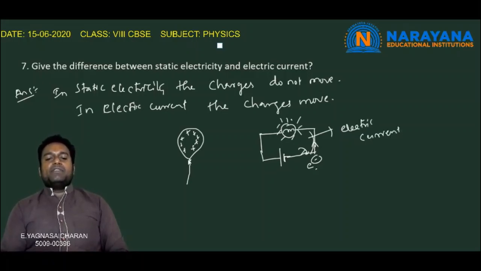And the situation arises when we rub the balloon with the skin, and the complete charge on the balloon is positive, and this whole charge is stationary, and the charge is not moving from the surface. So we can call this static or stationary. So in this case, the example is for static electricity.